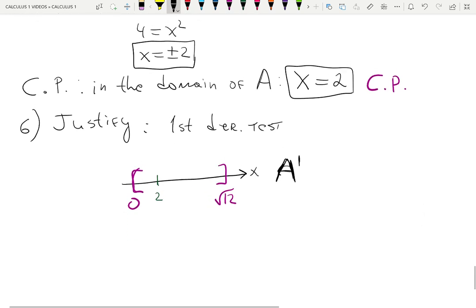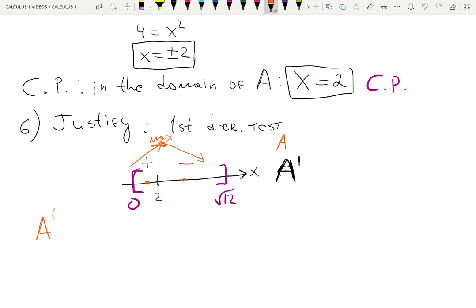What do you expect to have on the sign line for the derivative? What signs do you expect to have for the derivative if we are expecting to maximize the area? Correct. We're hoping to have plus and minus, so that original function A is increasing and then decreasing, before and after 2. That will give me a local maximum. Well, you take a couple of test points, one per interval, and plug them into the derivative. For example, what is A prime of 1, and what is A prime of 3? The square root of 12 is less than 4, so 3 works.